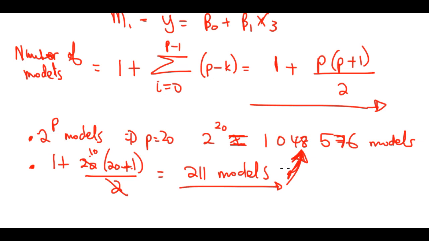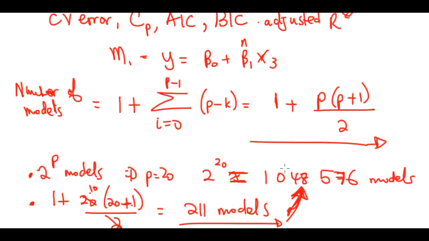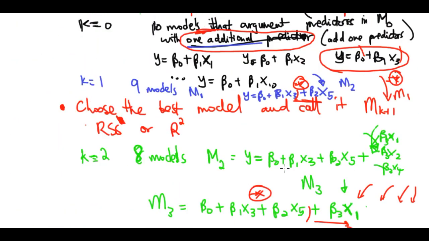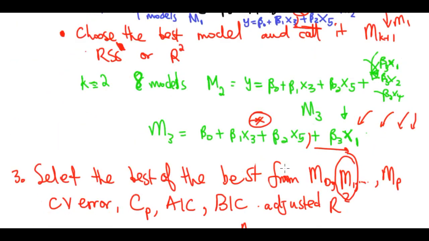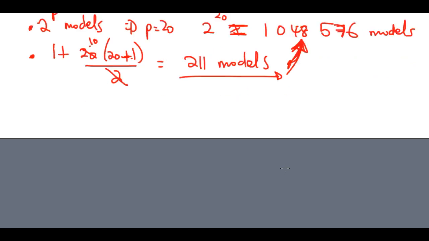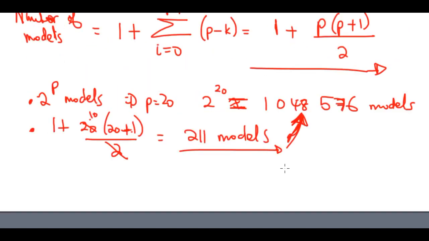The problem is, this forward stepwise model is not guaranteed to give you the best model. It is not guaranteed to do that. The reason is, let's just do a quick example so we can see why. For example, imagine we had p equal to 3 predictors, right?